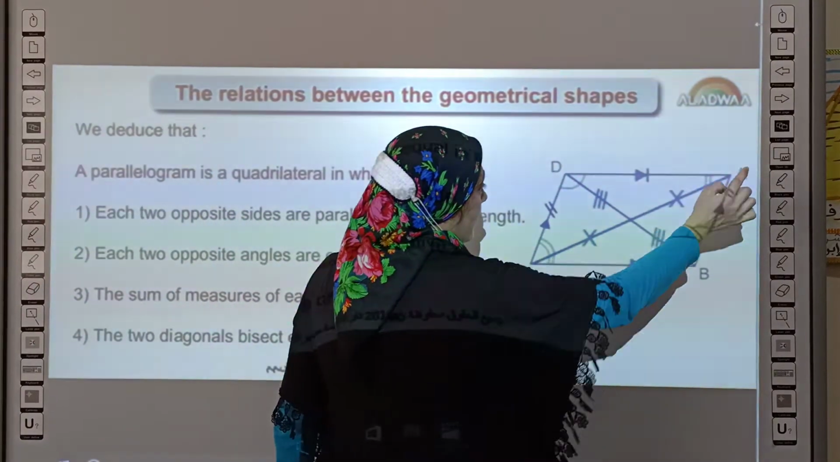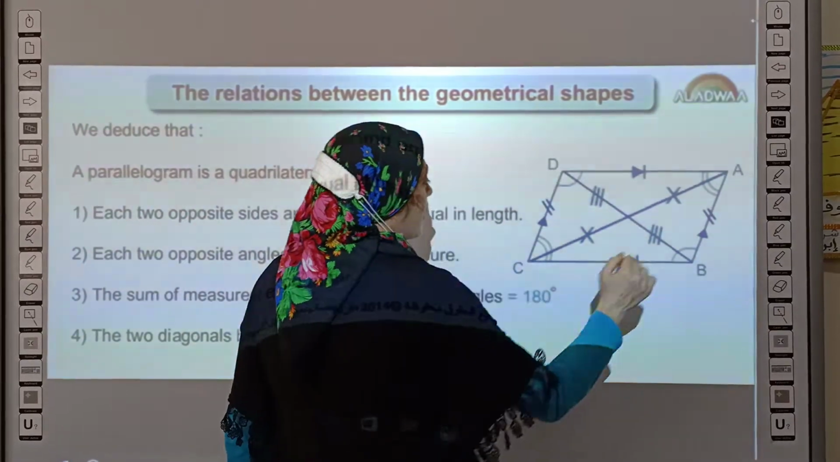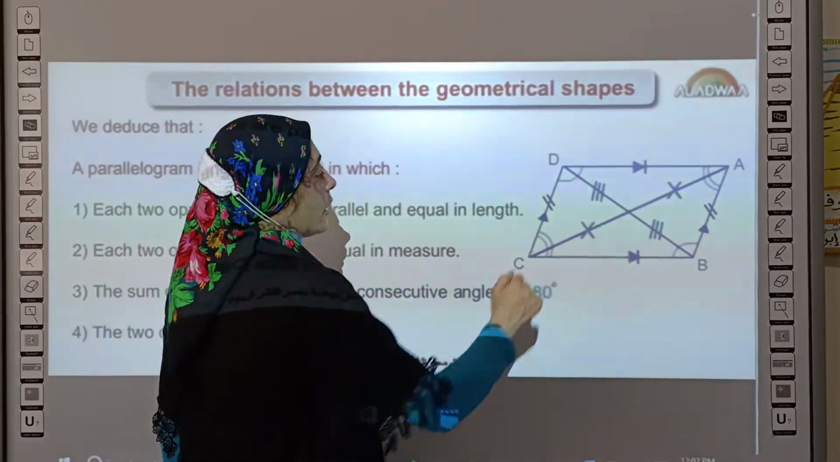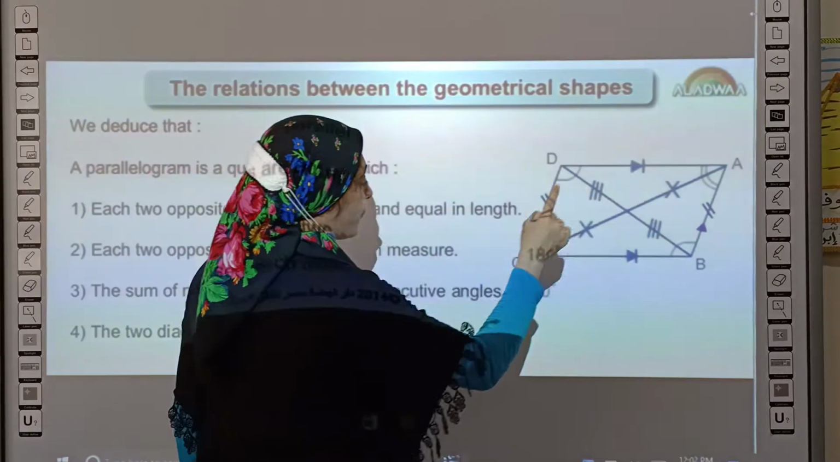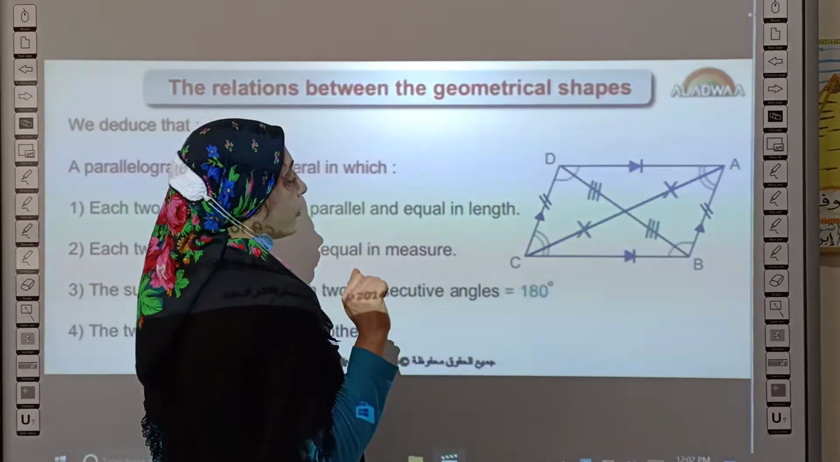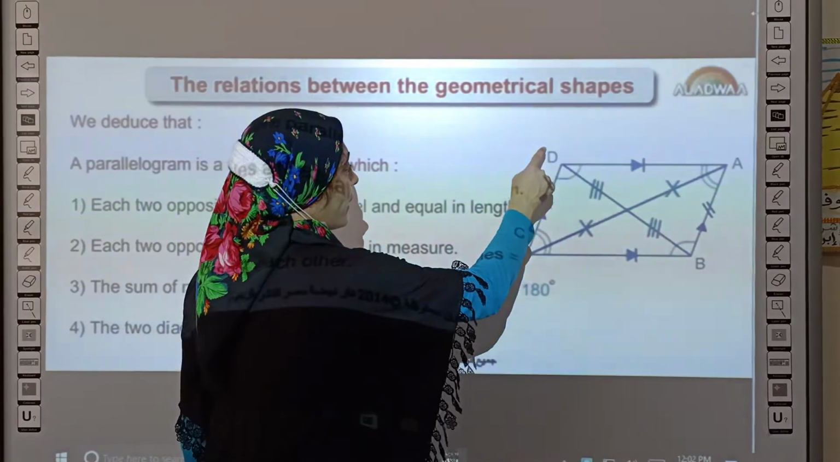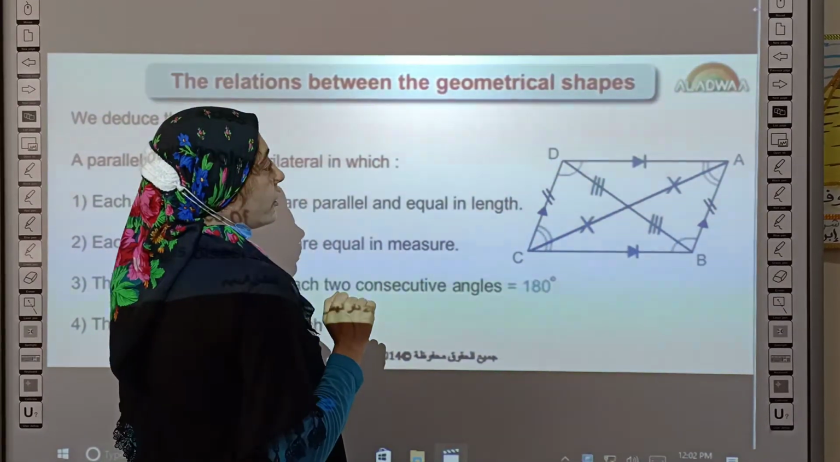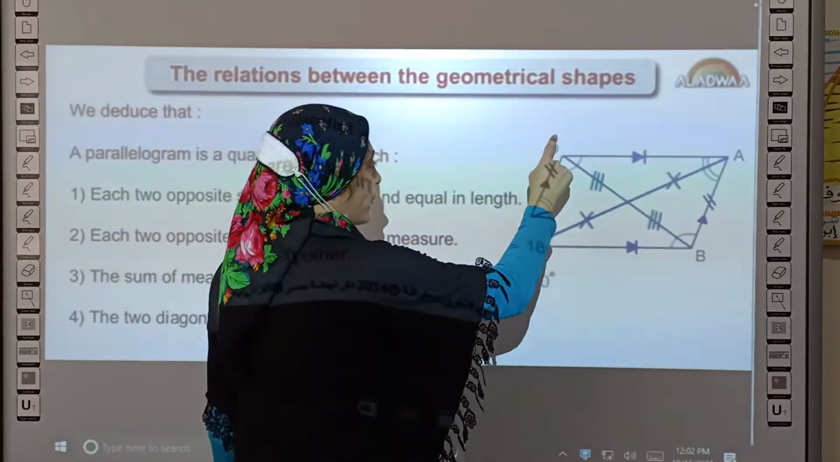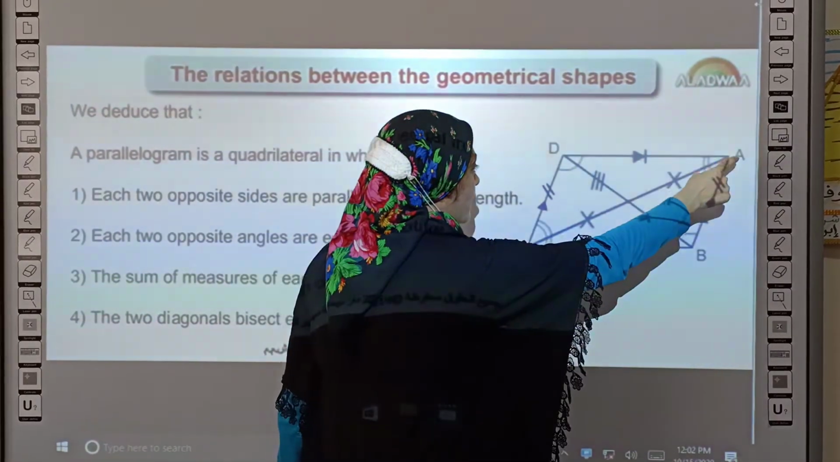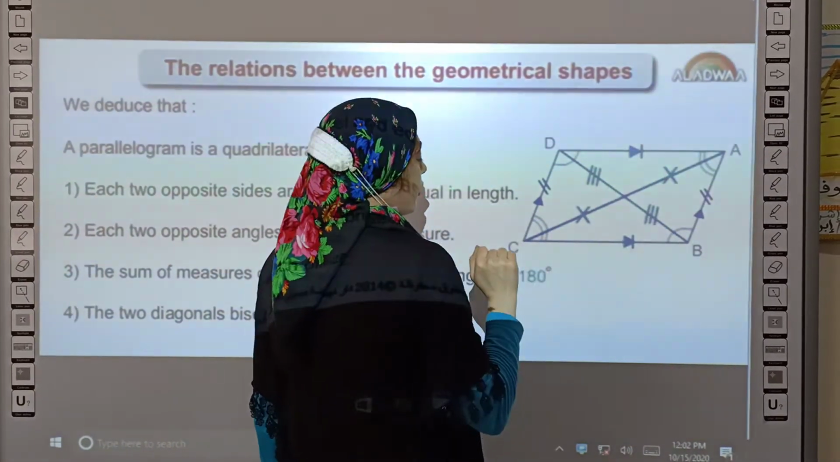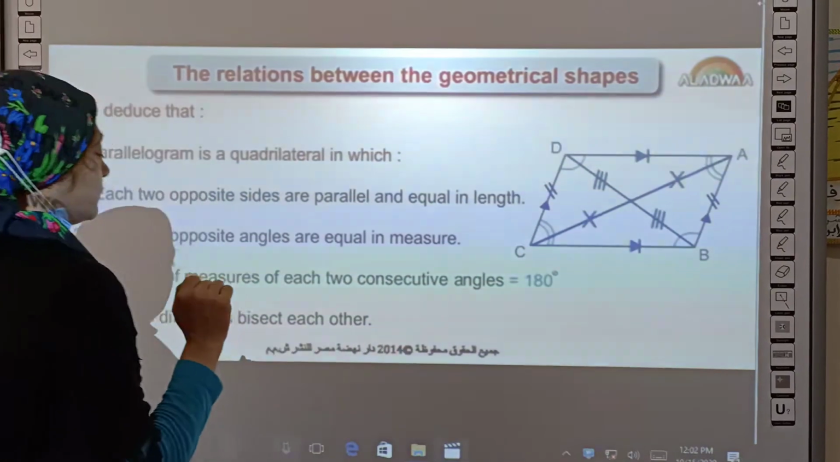The measure of angle A plus the measure of angle B equals 180 degrees. The measure of angle B plus the measure of angle C equals 180 degrees. The measure of angle C plus the measure of angle D equals 180 degrees. The measure of angle D plus the measure of angle A equals 180 degrees.